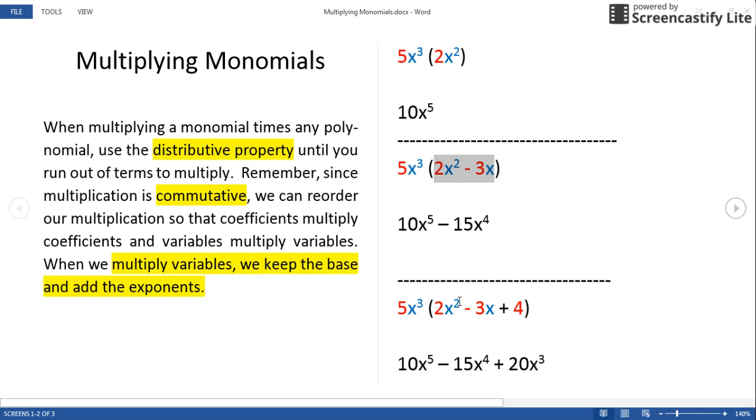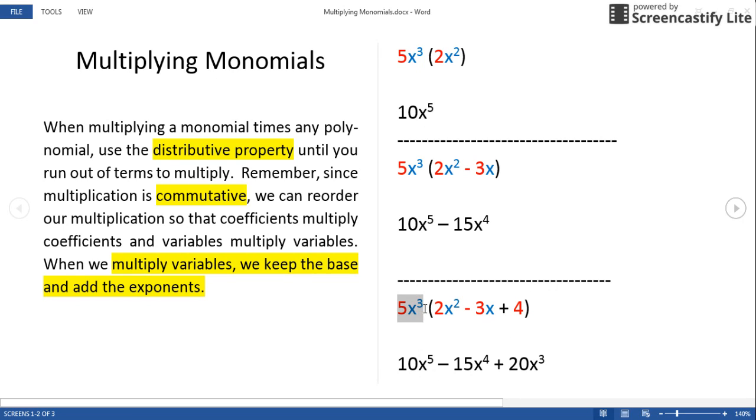On the next one, we're multiplying a monomial times a trinomial. Notice again in the trinomial, these things cannot be combined, but what we can do is remove the parentheses by distributing 5x cubed times everybody back there. 5 times 2 made 10. X cubed times x squared, that's x to the fifth, just like it's been in the last two problems. Our first term is 10x to the fifth.